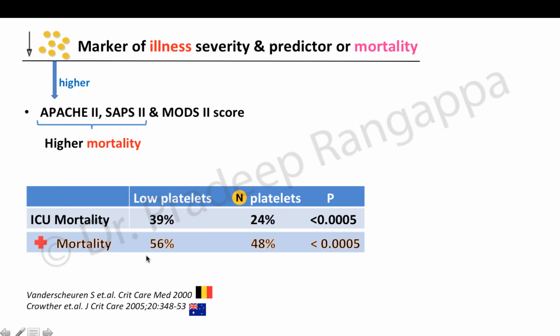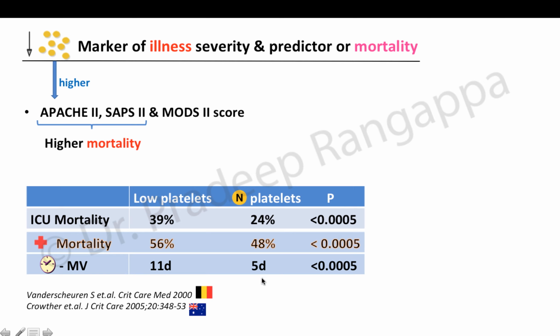And when you look at hospital mortality also, patients with low platelets had higher hospital mortality as compared to normal platelets, and that was statistically significant. And if you look at duration of mechanical ventilation, patients who had low platelets had a longer duration, 11 days versus 5 days, and that was also statistically significant. So what essentially this study shows is, if you have a patient with low platelets, we cannot ignore it, because it has a bearing on ICU mortality, hospital mortality, and duration of mechanical ventilation.